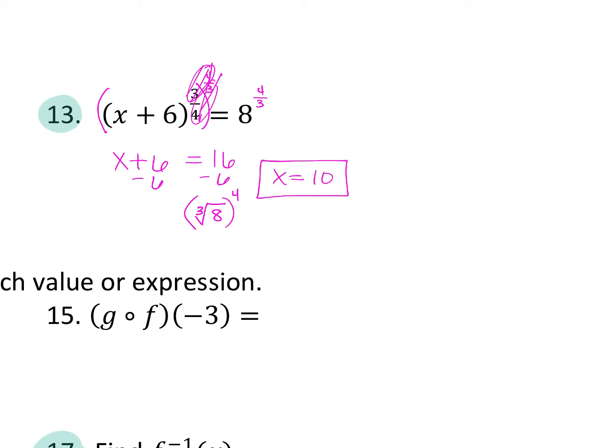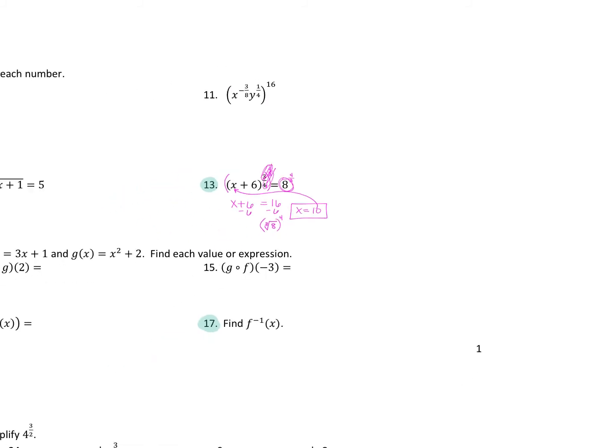And here's the beauty of you getting to use a calculator on the whole final. If you just plug a 10 back in here, go 10 plus 6 to the 3/4 power, in parentheses, of course, or 16 to the 3/4 power, and you don't get 8, you did it wrong. Check your work. Okay? So that's number 13.